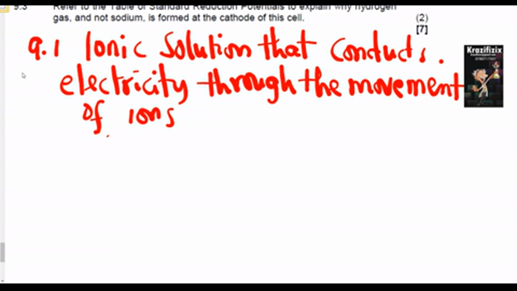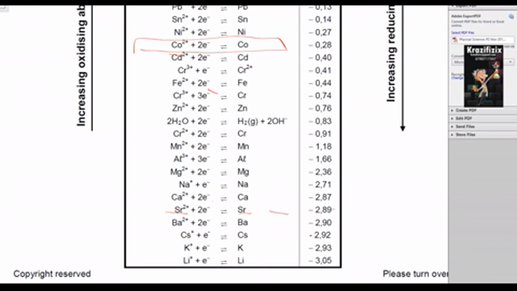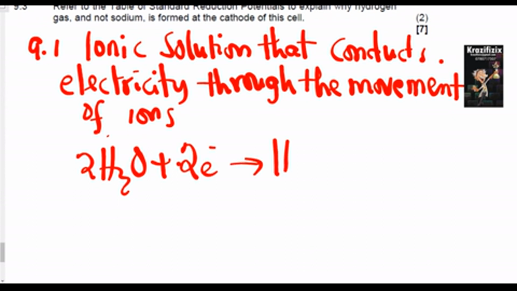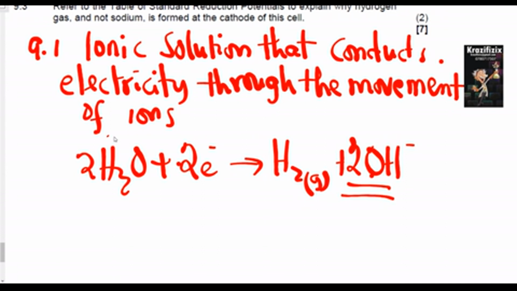Let's go to our table to find water. Right, just staring at our face there. We have water plus 2 electrons. That's reduction. Again, we have hydrogen gas and OH. Remember, OH is what we actually are looking for. So it's 2H2O plus 2 electrons gives hydrogen gas. Alright, so this is why we have a purple coloration there.